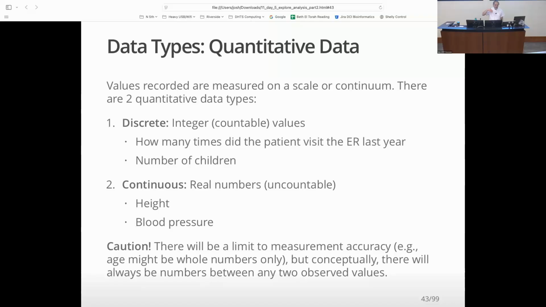And just like the height or the blood pressure, it's reported as a certain number. If you're measuring someone's height, the ruler only has a certain fineness of measurement, but it's still a continuous measure.